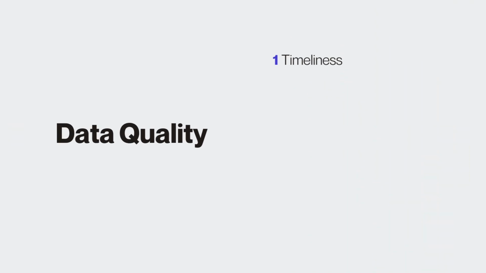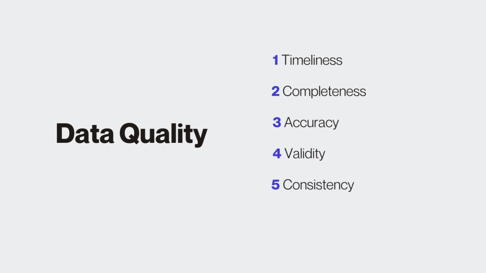There's several dimensions to data quality. Timeliness. Is it ready within a certain time frame? Completeness. Is it all there? Accuracy. Is it aligned with the source of truth? Validity. Is it in the accepted format? Consistency. Is it aligned across systems? And uniqueness. Is it free of duplicates?